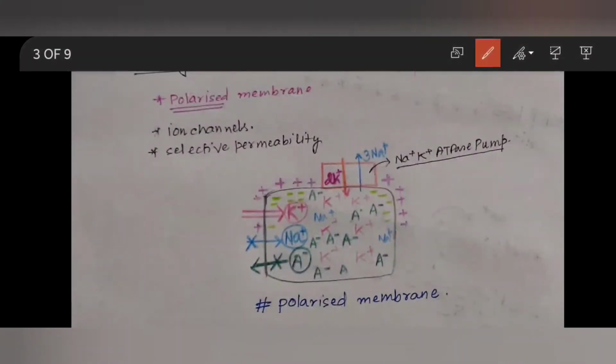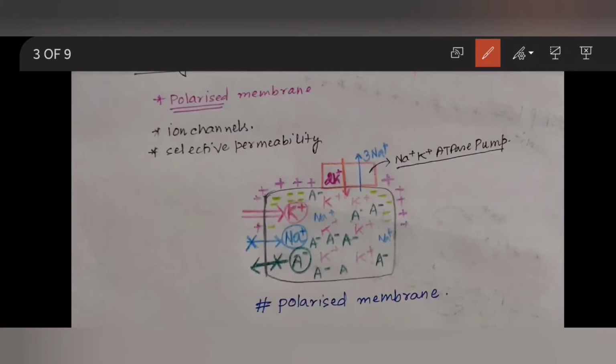We have taken this schematic diagram of the neuron to understand the ionic activities that are taking place in the membrane of the neuron. More appropriately in the membrane of the axon.